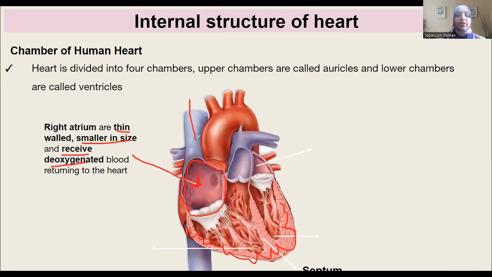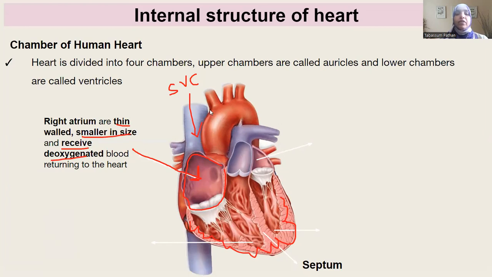Remember, we saw this in the external structure. What is this? This is your superior vena cava. The superior vena cava is bringing deoxygenated blood from the upper half of the body. So it will empty the deoxygenated blood into this right auricle. This right auricle will receive blood from the superior vena cava, which is deoxygenated blood.